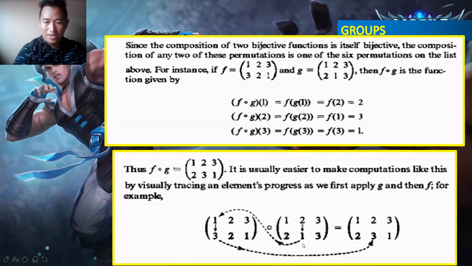So, 2 goes to 1. 1 goes to 1. So, 1 goes to 3. So, 2 goes to 3. The last number here in F, you can give the answer here. So, 3. Now, 3 goes to 3, and then in F, 3 goes to 1. So, 3 goes to 1. Okay. Got it? Easy, right?